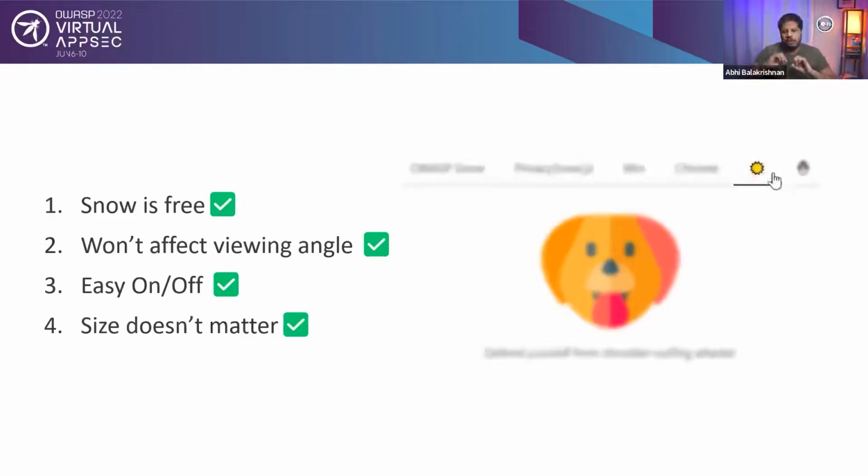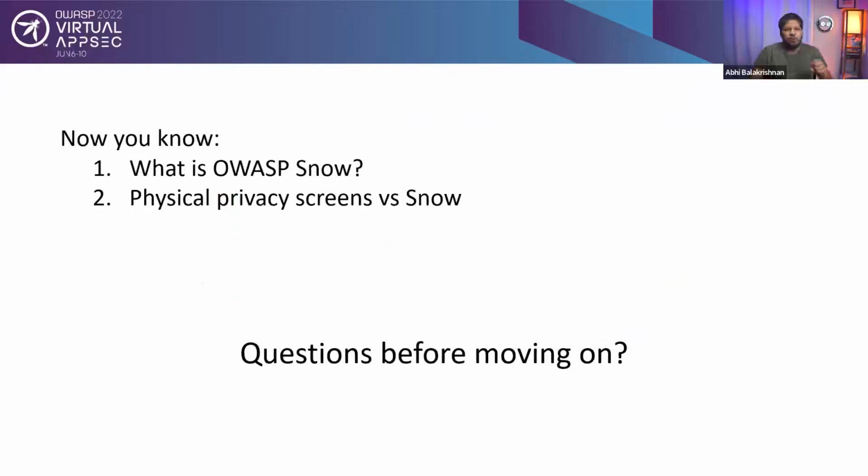Also, size doesn't matter. The Snow software is basically JavaScript. So whatever your screen size is, it can shrink or expand. So the size of the screen is not going to affect the privacy experience, right? So those are the advantages of using a software version, in this case OWASP Snow. Now you know what OWASP Snow is. You also know the pros and cons of using a physical version of privacy screen, and also the advantages of using the software version, which is OWASP Snow.